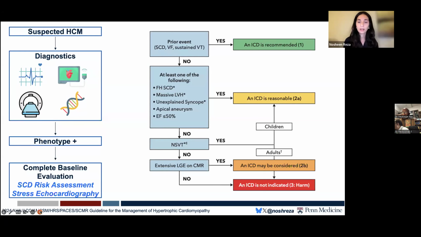So that is another additive piece of evidence after we go through the major 5 bullet points listed above. And of course, in this day and age, we're also using the presence of late gadolinium enhancement on cardiac MRI to help us make the decision as well.